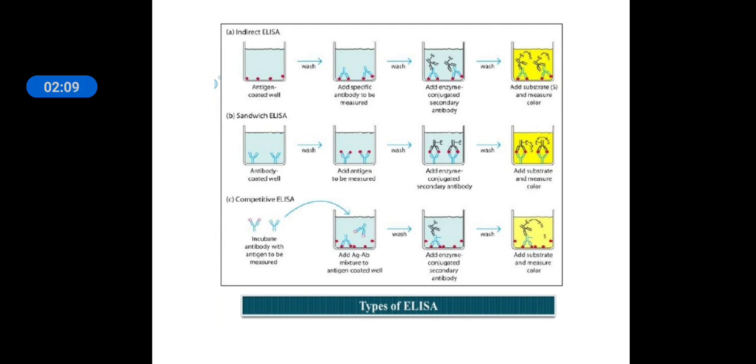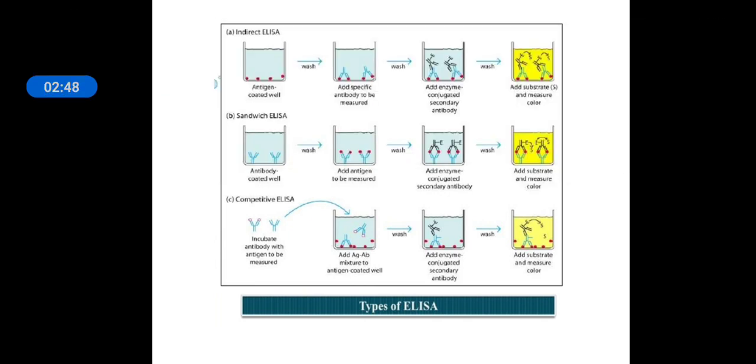In the competitive ELISA, what we are doing is that the antibody will first be incubated with the sample containing antigen, and then the antibody antigen mixture is added to the antigen coated microtiter well. So what happens is that the more antigen that was present in the sample, the less antibody there will be available to bind to this antigen coated well. Then we will add the enzyme conjugated secondary antibody.